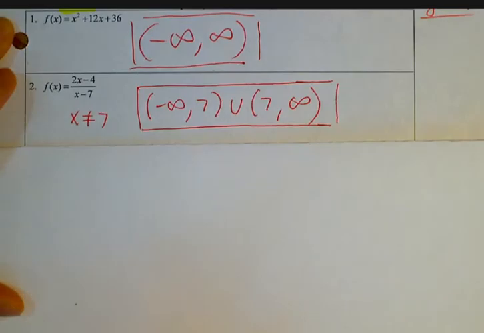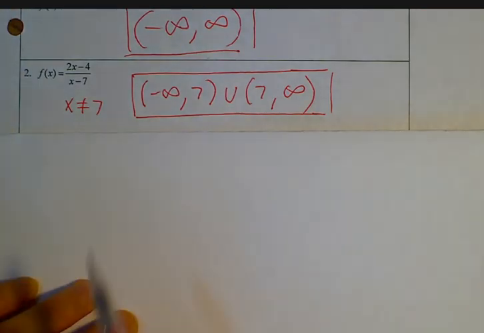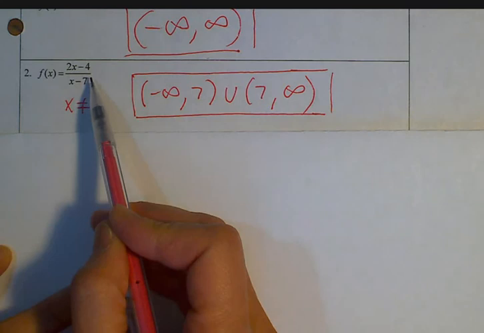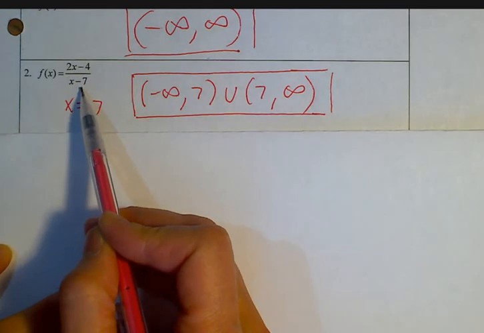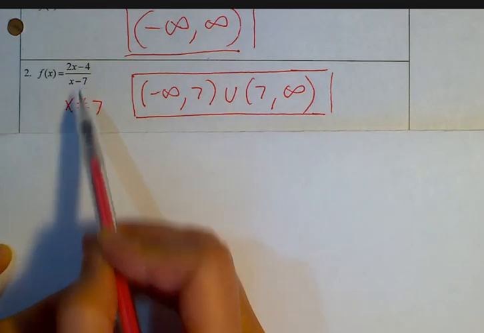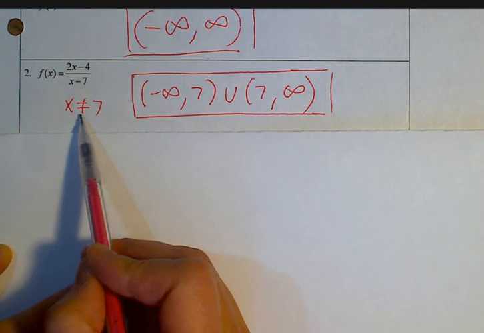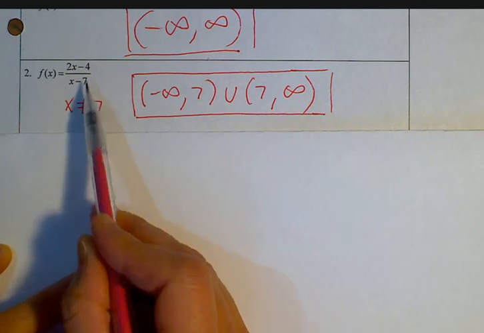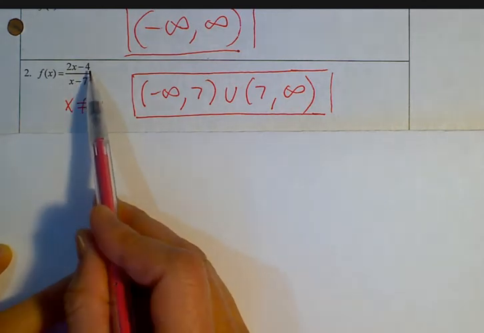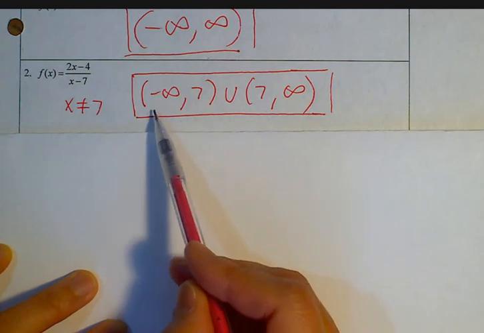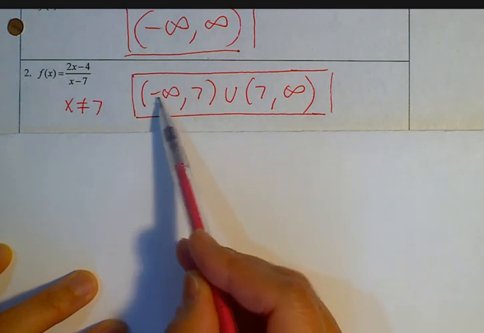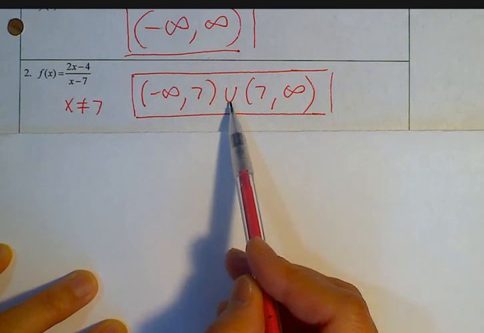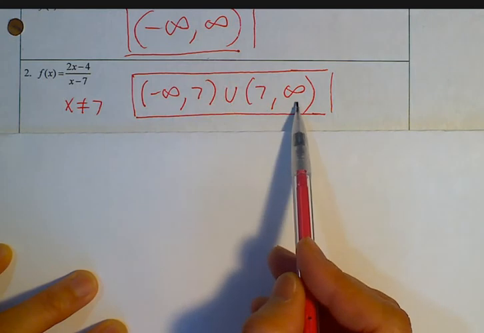For problem number 2, you have a rational function, so you have to be careful with anything that will make the denominator 0. So x cannot equal 7. The numerator can equal 0, so the numerator will be fine. I'm just going to write it out as interval notation: -infinity to 7, union 7 to infinity.